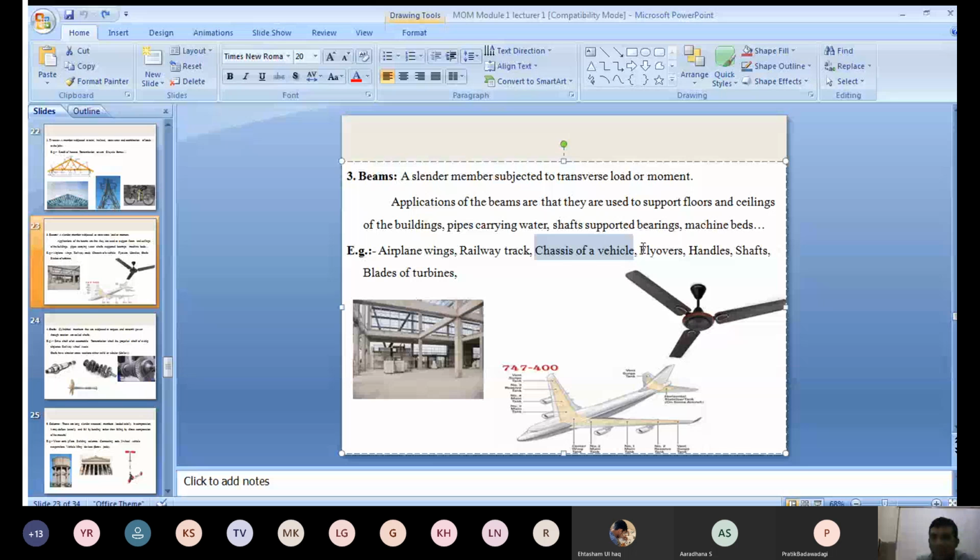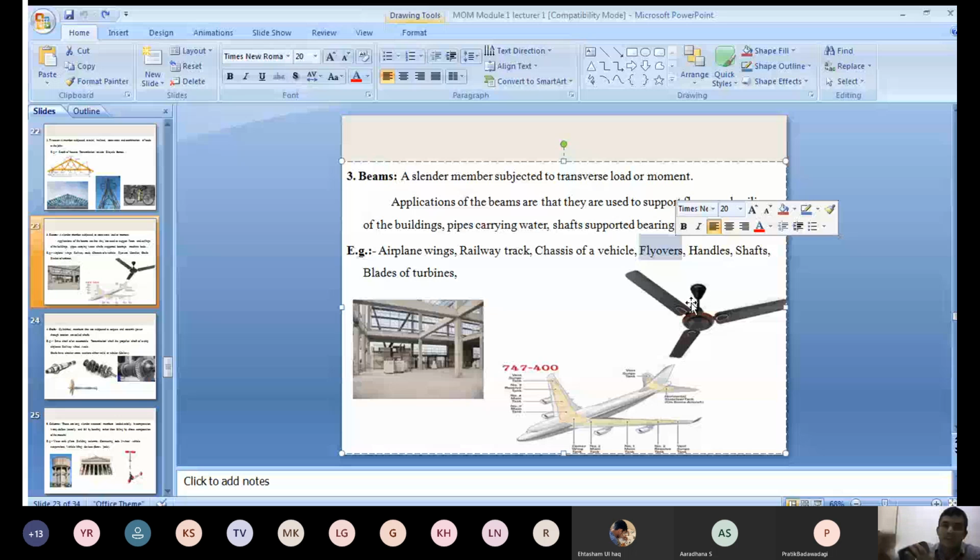Now all the flyovers. Video is recording, sir? All the flyovers, you can see that again a vehicle is passing over the flyovers. The weight of the vehicle acting on the flyover is perpendicular to the flyover, the weight of the vehicle acting perpendicular to that component.